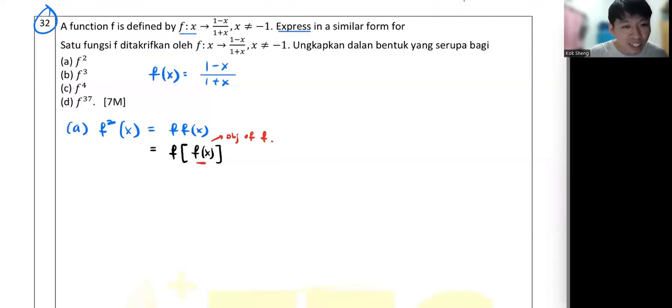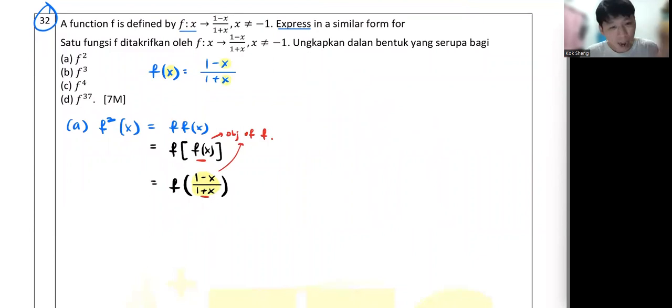Okay, same thing, just that the working here will be a long step because of the fraction. Continue. Now f, we sub in the function, I mean the f(x) first: 1 minus x over 1 plus x. It's still the same thing. The bracket is the object of f again. So let's sub it in. The whole fraction, sub into the object. Everything you have to sub, everything.